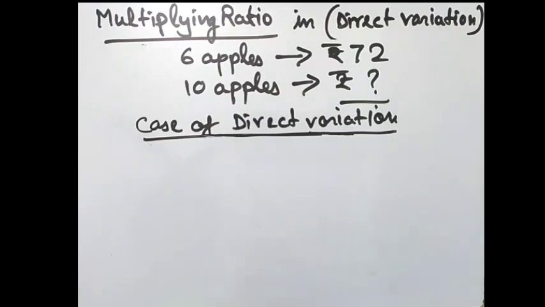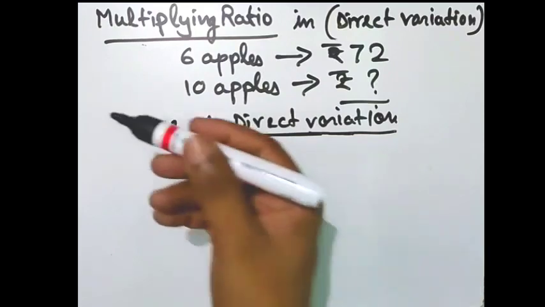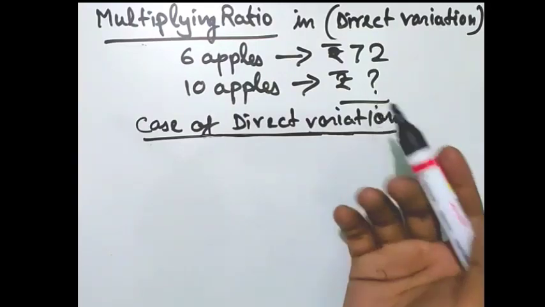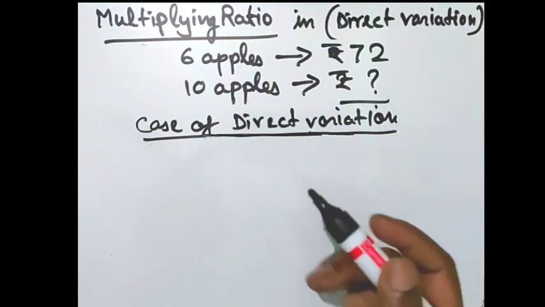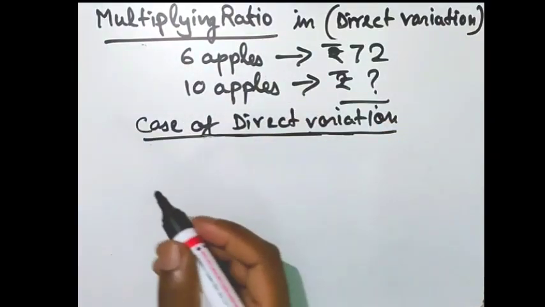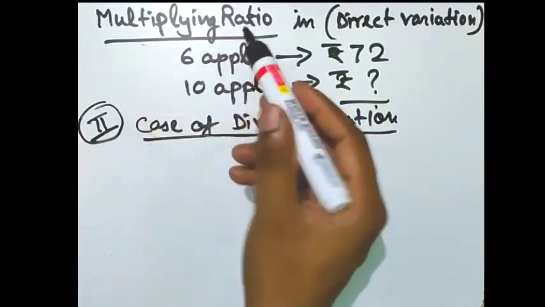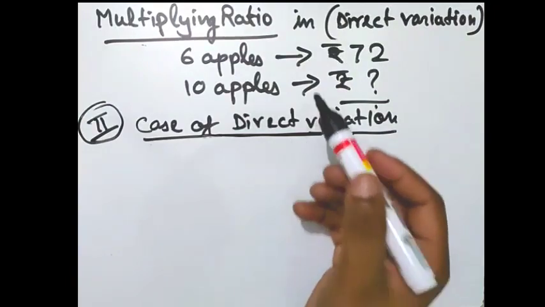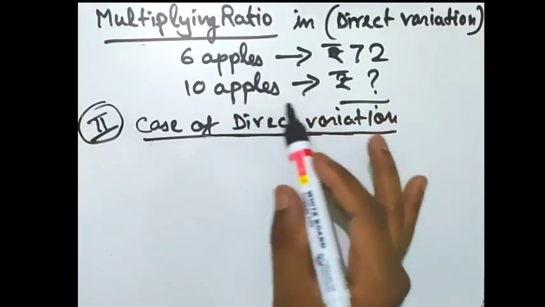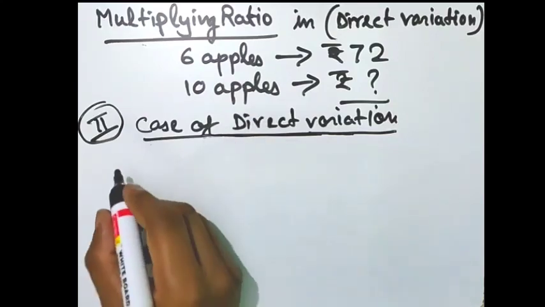So now we'll use the multiplying ratio method to solve this sum. The first method we used was directly putting the ratios in an equation and getting the value of x, or the value to be found. Now we'll use the multiplying ratio method, which is a little shorter than that. So this will be the next method, that is the multiplying ratio method. So here, first again you identify the variation, whether it is direct or inverse variation. So in this case it is a case of direct variation. You write it down and then you write the multiplying ratio.